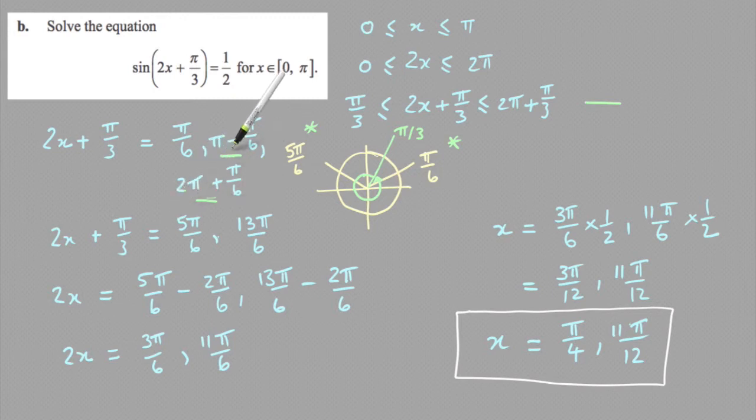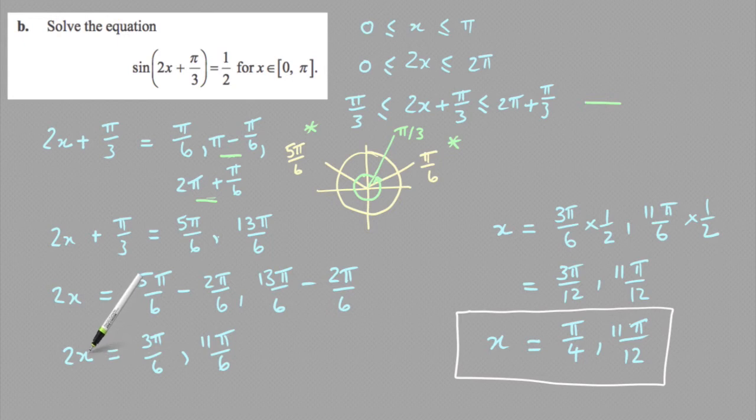So my next step is to simplify those two. So this one is 5 pi on 6. This one becomes 13 pi on 6. And the next step is to get rid of the pi on 3, which is equal to 2 pi on 6. So minusing that from both sides in the next step. So 5 pi on 6 minus 2 pi on 6 and 13 pi on 6 minus 2 pi on 6. This becomes 3 pi on 6. This becomes 11 pi on 6.